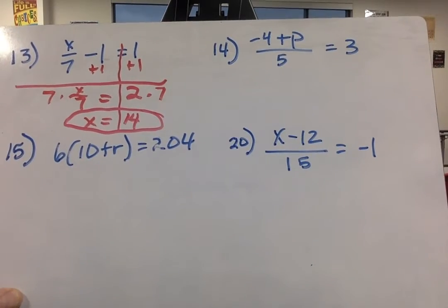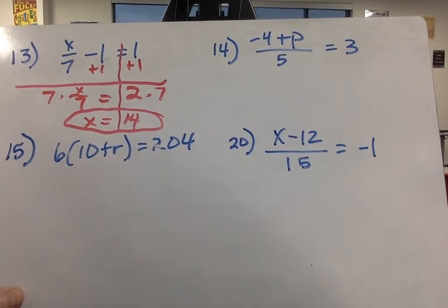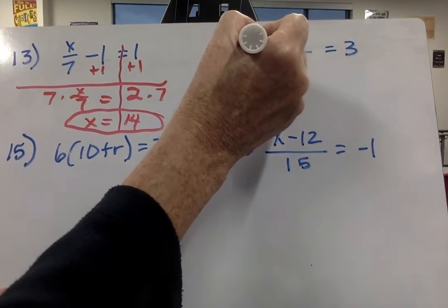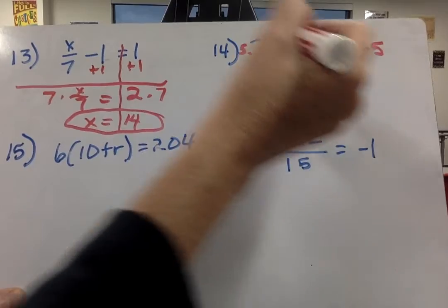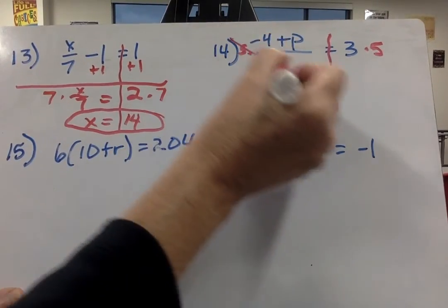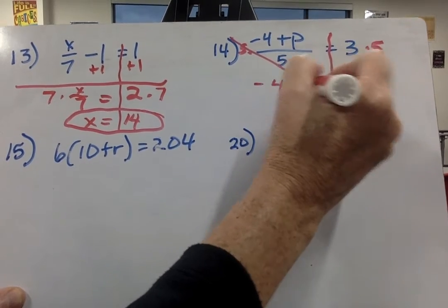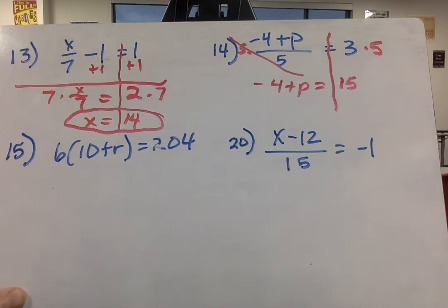Okay. All right. And here is that exception to the rule. When you have everything up here divided by a 5, we're going to go ahead and multiply by a 5, which will get rid of that denominator. And again, once you do something on one side, you have to do it on both sides. So that cancels out, so you're left with -4 plus p equals 15.